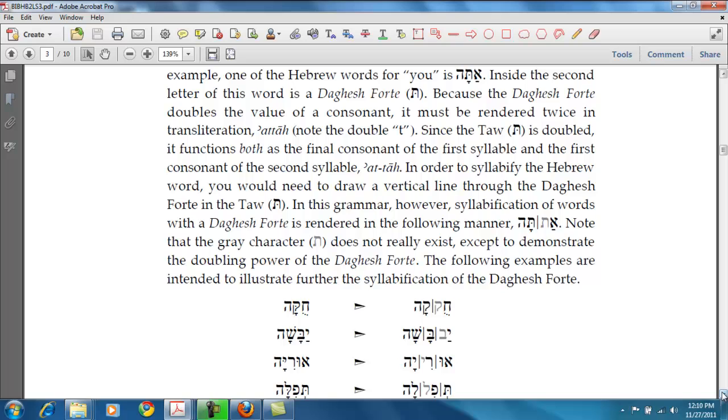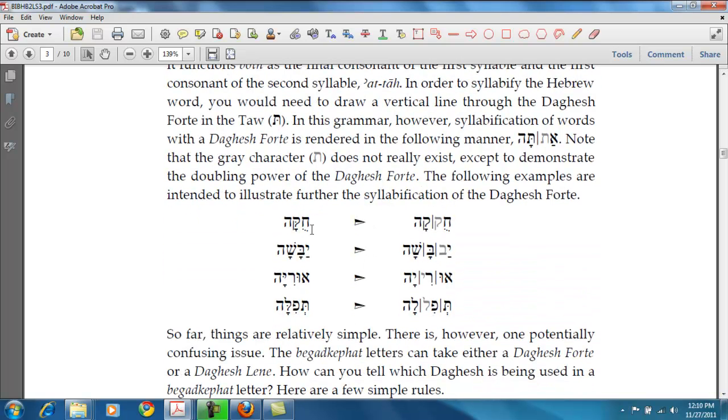So for example, we've got chukah. You would write this out as chet, kibbutz, and then a kof with a vertical line in between, and kof, kametz, hey. That's how you would put it. That way you've got your two syllables. Hu, ka.